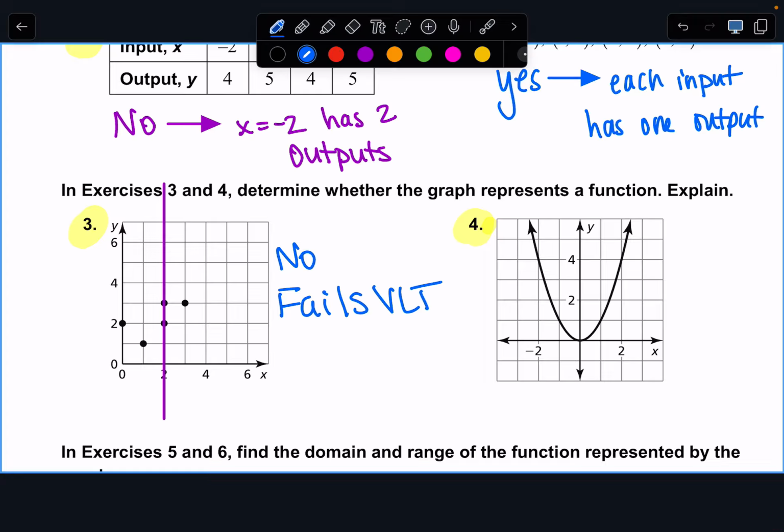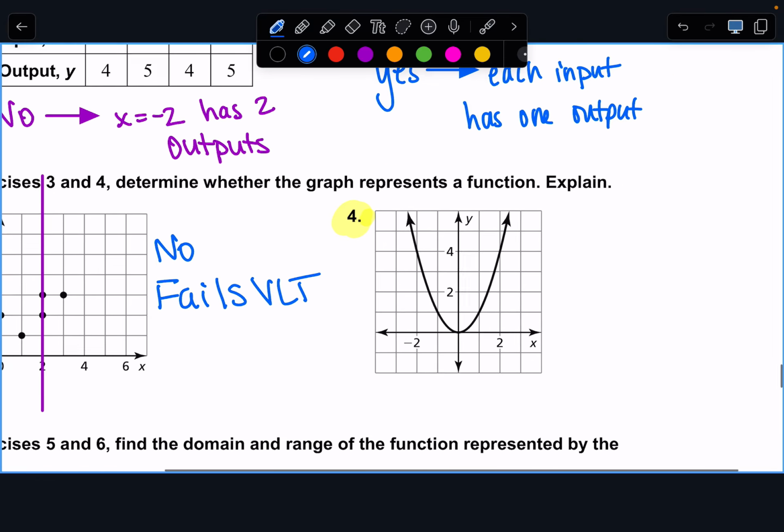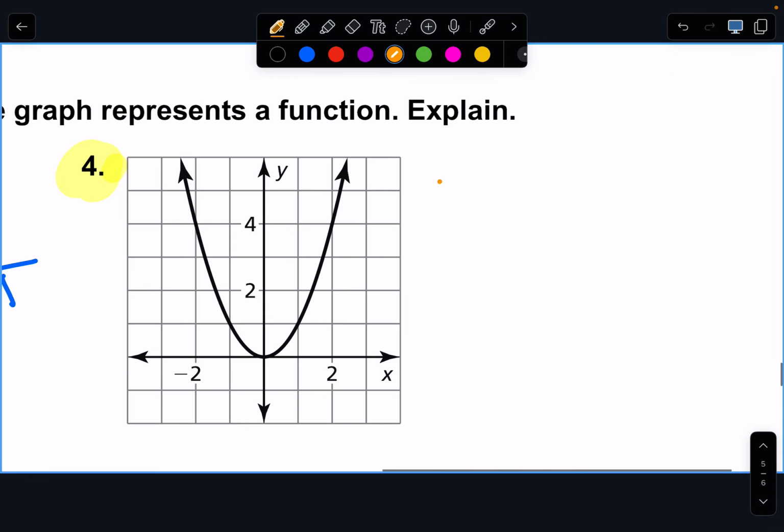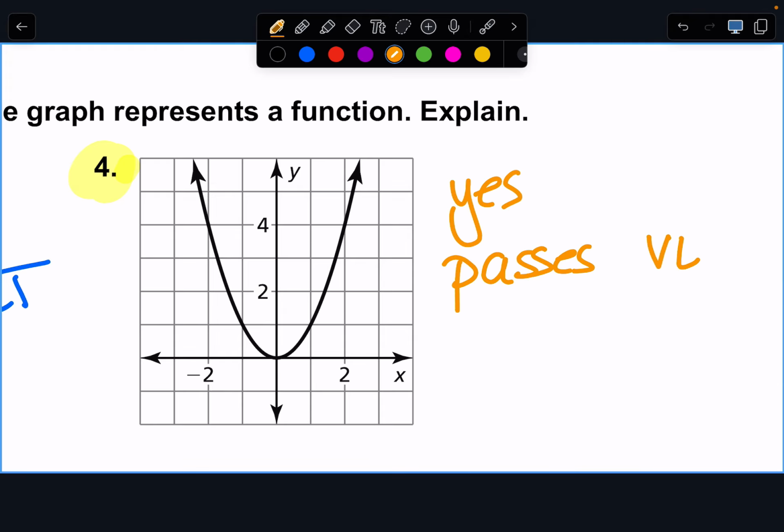Lane, is number 4 a yes or a no? Number 4 is yes. Yes, because it passes the vertical line test. If you have a graph, your reason should be about the vertical line test. As Liliana pointed out, it's quicker to write, but the vertical line test is specific to us having that graph. Okay?